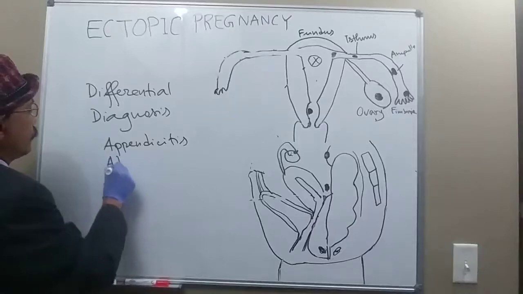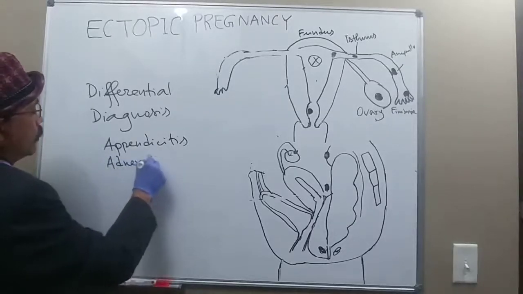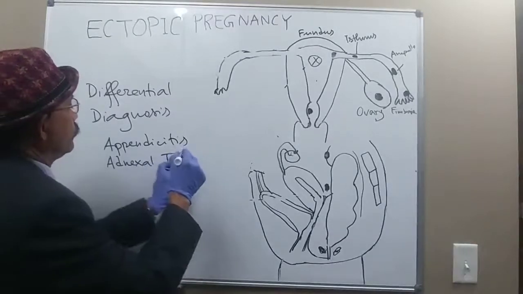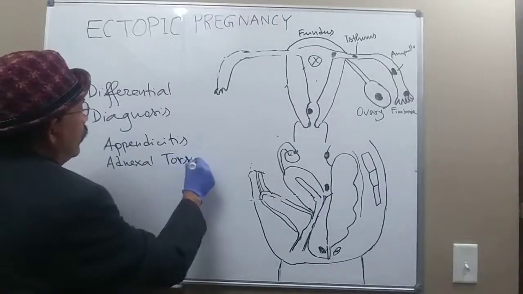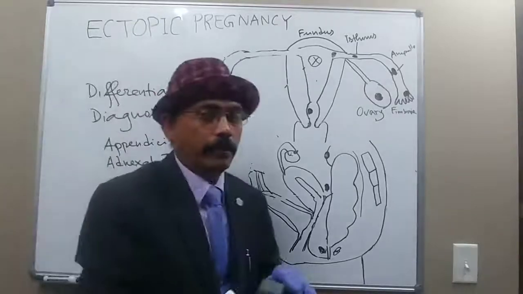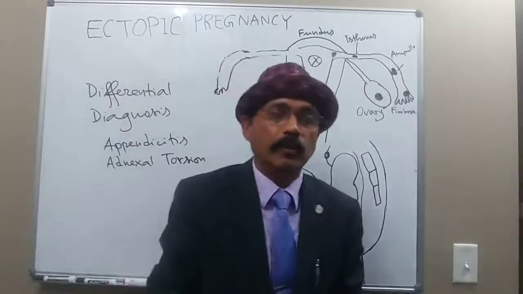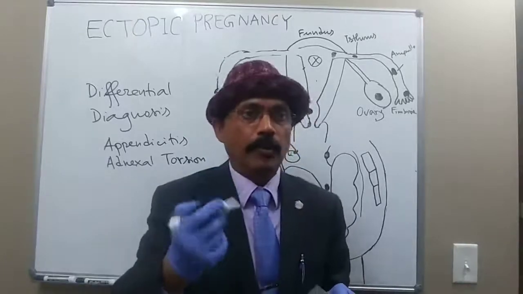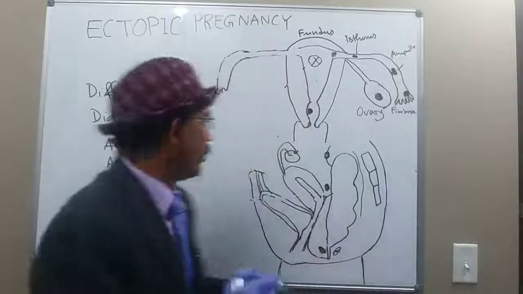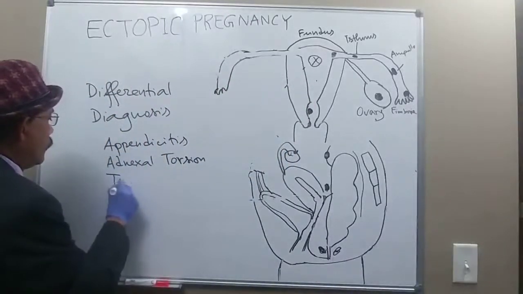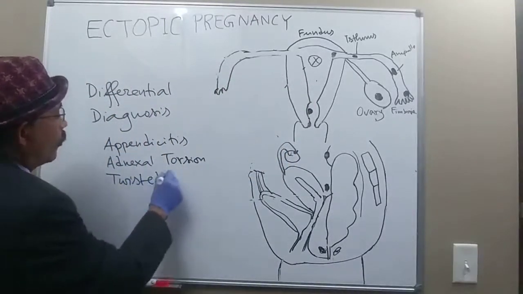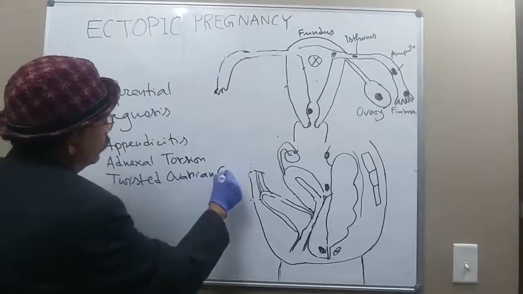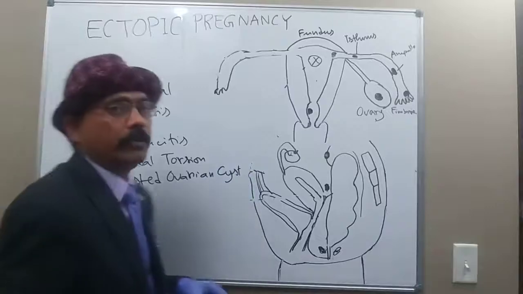Adnexal torsion. What is adnexal torsion? Adnexa are the structures present at the side of the uterus, like the ovary and fallopian tube. These are the adnexa that may be twisted, as in a twisted ovarian cyst. That is a possibility.